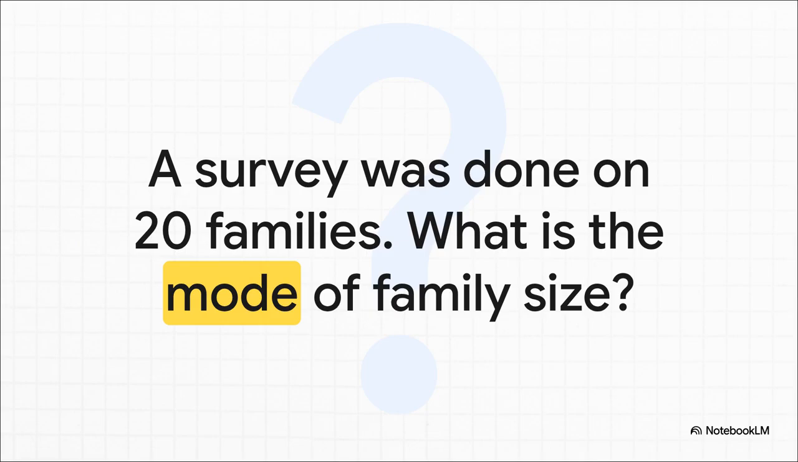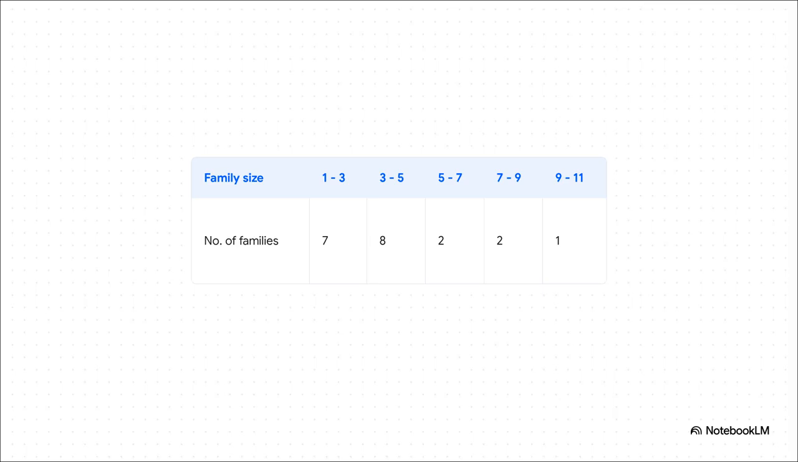Let's say a survey was done on 20 families, and we have to find the mode of the family size from the data. Are you ready? Let's do it together. So, first step, look for the highest frequency. Right there, it's 8. That means our modal class is 3-5.